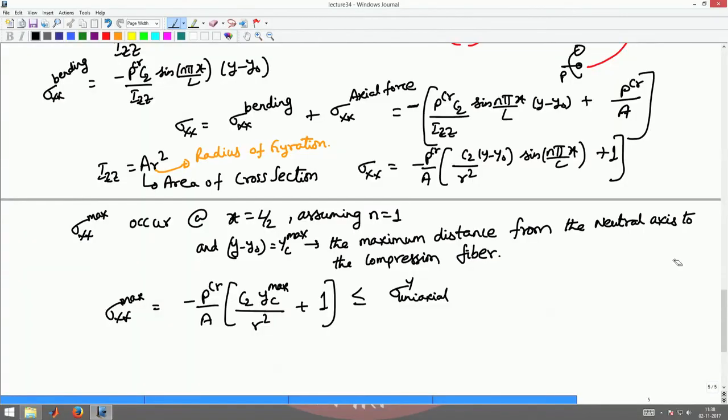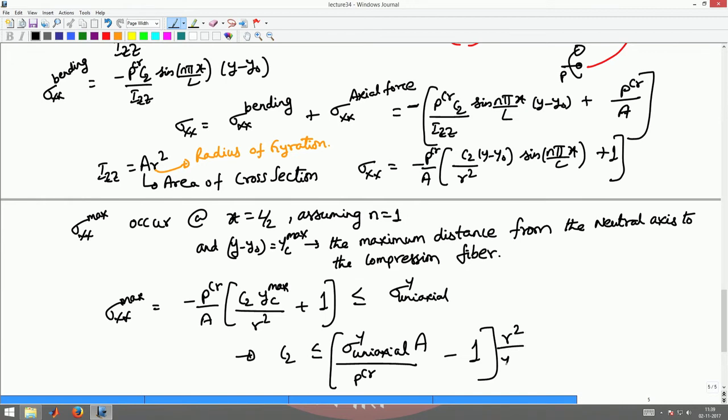So, basically that tells you the maximum value of this, which implies C2 must be lesser than or equal to sigma y uniaxial divided by P critical into A minus 1, into r square by y max.